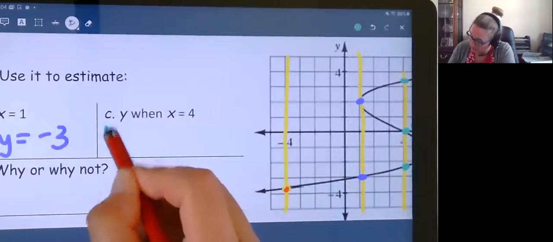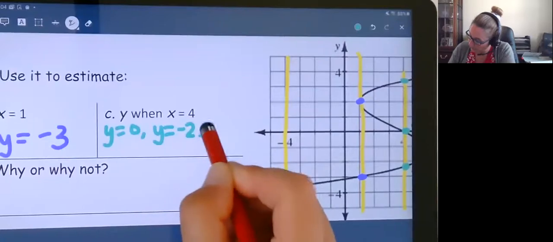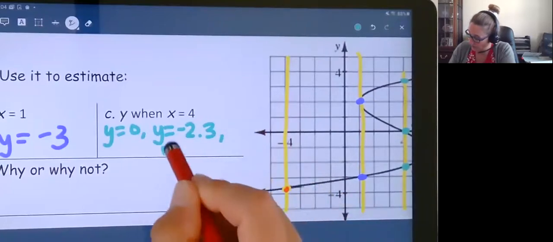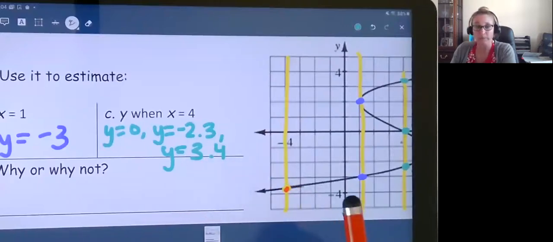Okay. So y equals 0. y equals -2.3. Again, I'm approximating that. You might think it's a little higher or lower. And then I said about a 3.4.